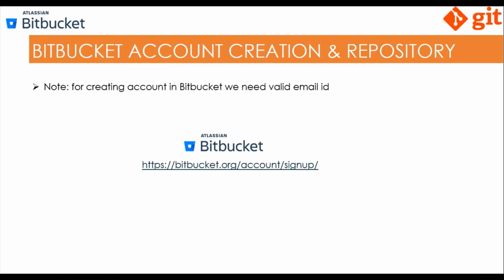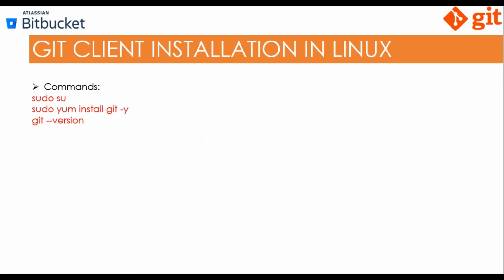Next, we'll see how to create a Bitbucket account along with a repository. For that, the minimum requirement is one valid email address, either your organization's email address or a Gmail or any other email address. Along with that, you follow the sign-up and create the repository. Next, we'll see how to install the client in a Linux environment, and there are a few commands for that.